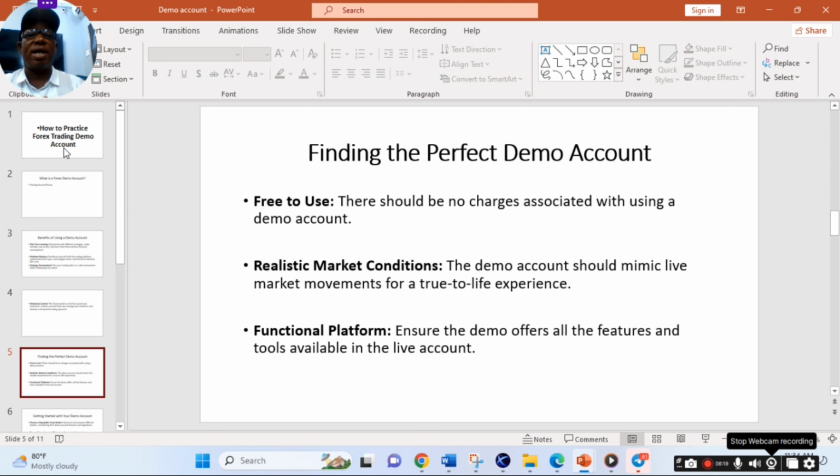Finding the perfect demo account. Now, finding the perfect demo account is centered on finding the perfect Forex broker, because it is the broker that gives you the trading platform. So, who is that best broker that I would tell you to go and practice your demo account?